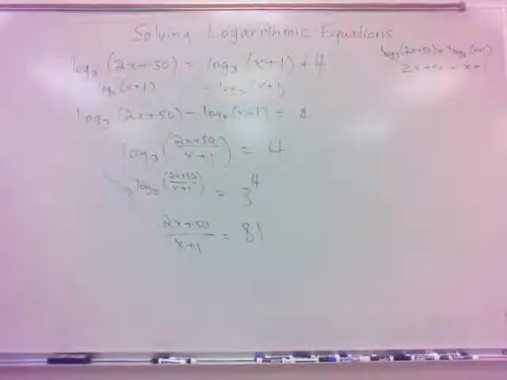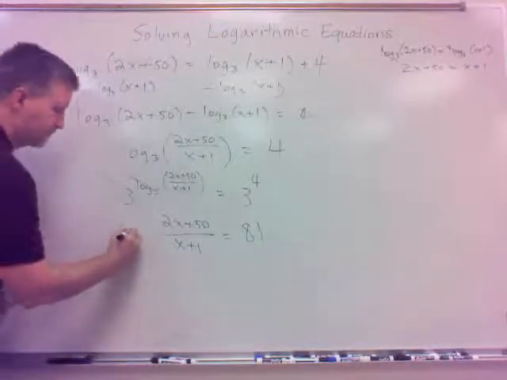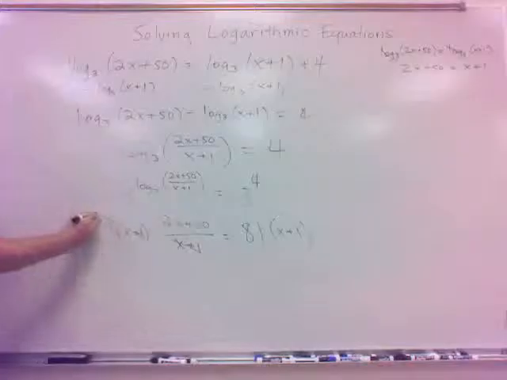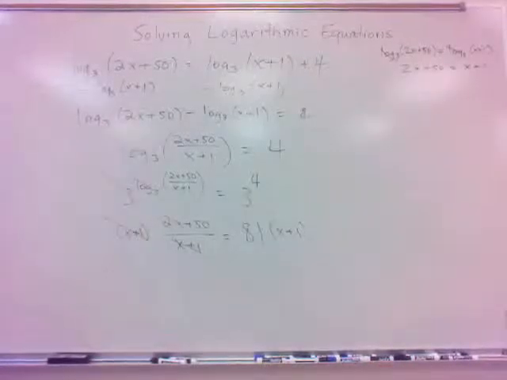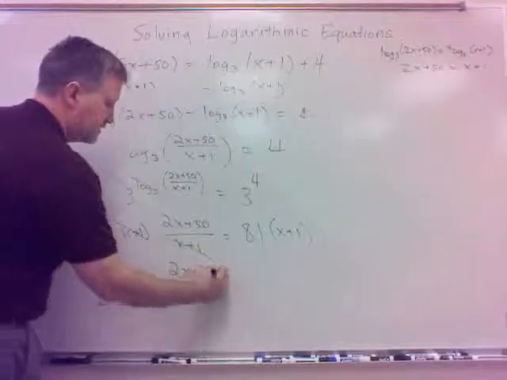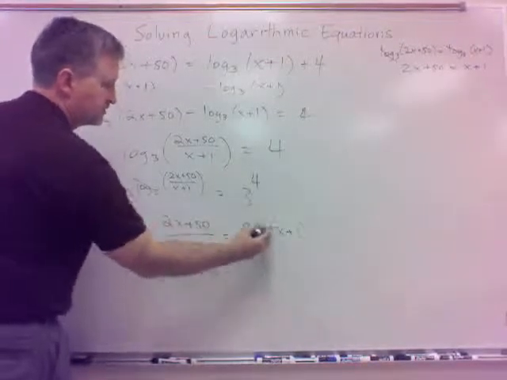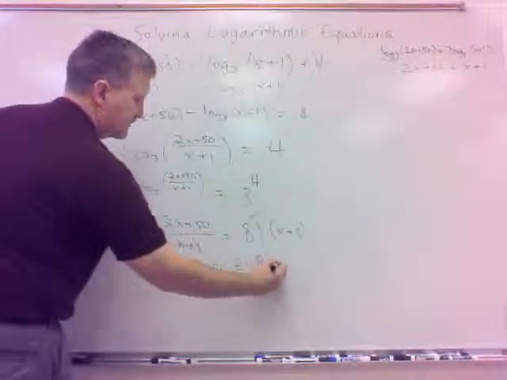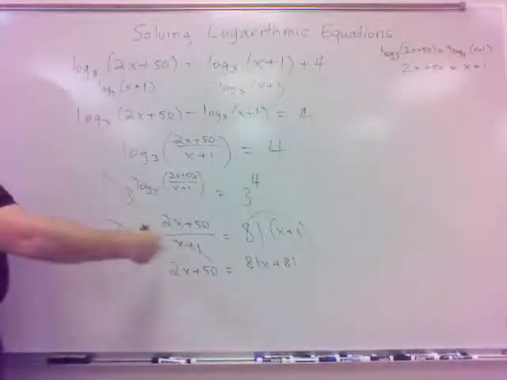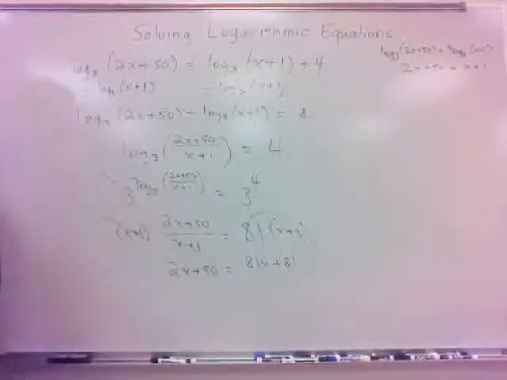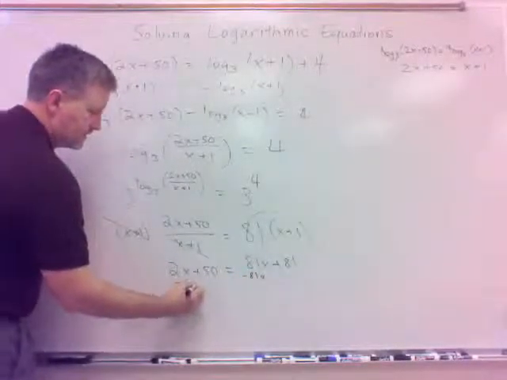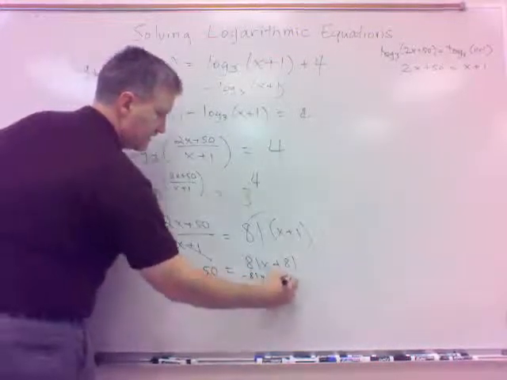Multiply both sides by x plus 1. That cancels out the x plus 1 on the left, and then we have 2x plus 50 equals, and this, you do have to multiply the 81 by both, so it'll be 81x plus 81. Now it's just get the x's on one side, constants on the other. So let's subtract 81x. Go the other way if you want, and I'm going to subtract 50.